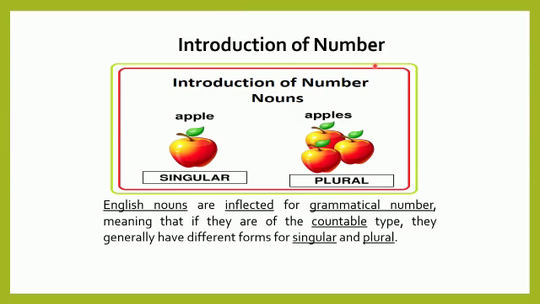Introduction of the numbers. Noun: apple. Apple is singular. Apples are plural. Because here is one apple, so it is singular. And here it is more than one apple, so it is plural. The English nouns are inflected for the grammatical numbers, meaning that if they are of the countable type, they generally have different forms of singular and plural.